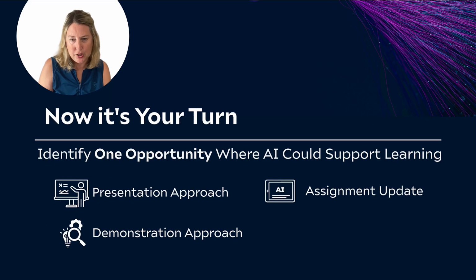Now it's your turn. Think of one assignment you currently teach. Identify one opportunity where AI could support learning. And some options to consider are, just like what I showed you, a presentation approach. How could AI help create instructional slides or visuals? Or what about how you could use AI to demonstrate a graphical technique that could be done a little bit faster than you normally would the old-fashioned way?